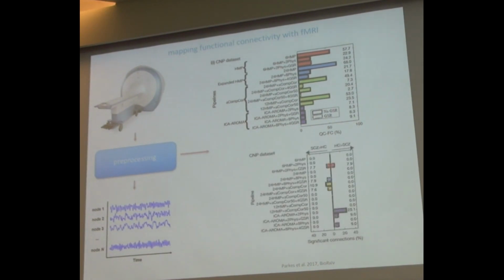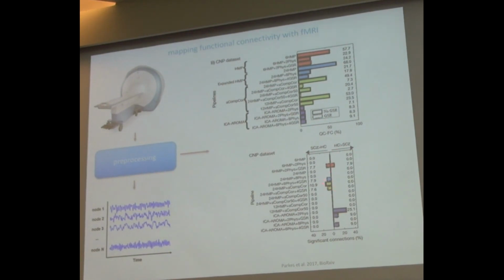It has a practical impact on the conclusions we draw. So if we go and look at a comparison between people with schizophrenia and healthy controls, here we plot the percentage of edges that show a difference either for schizophrenia greater than controls on the left side, or for controls greater than patients on the right. You can see, depending on your pipeline, you can end up with very different conclusions.